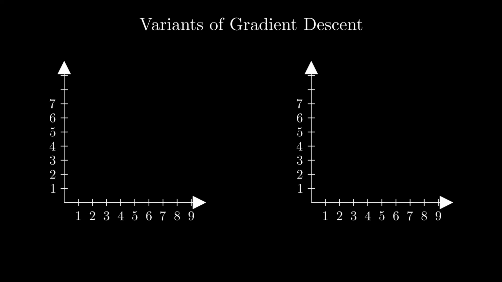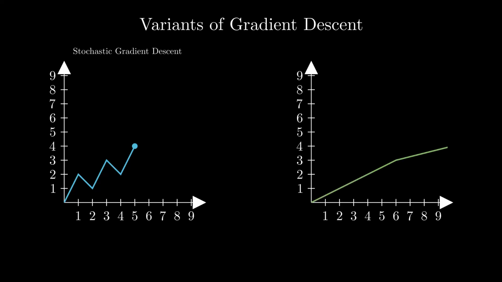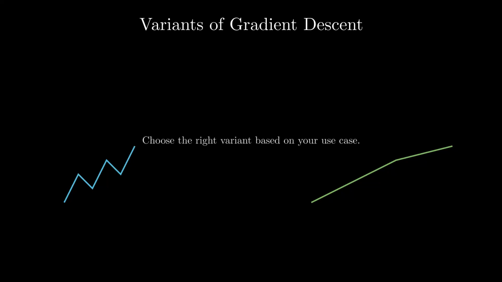Now, let's explore the different variants of gradient descent, each suited for specific scenarios. On the left, we have stochastic gradient descent, or SGD for short. And on the right, minibatch gradient descent. First, let's look at SGD. In this method, parameter updates occur after evaluating a single data point. Now, compare this to minibatch gradient descent. SGD is noisy but quick, while minibatch strikes a balance between speed and stability. In practice, the choice depends on your specific use case. Minibatch is often preferred for its balance, but SGD can be useful for large datasets.